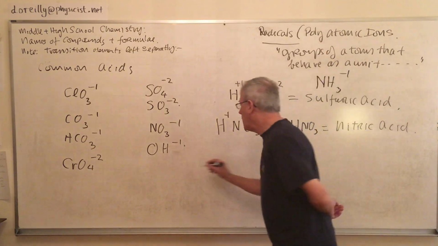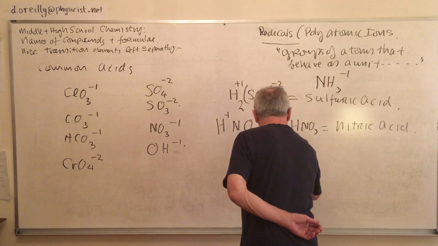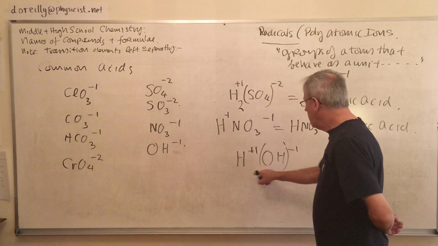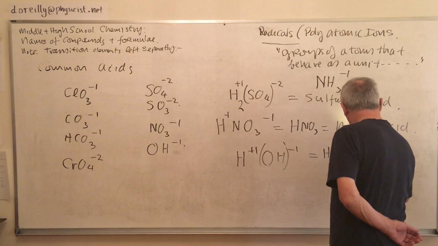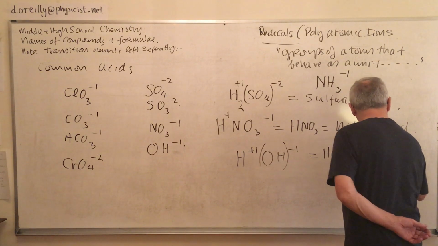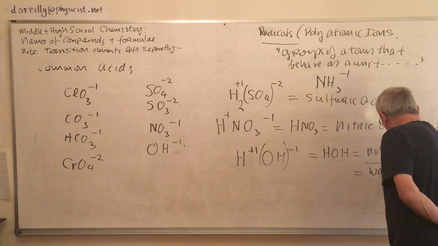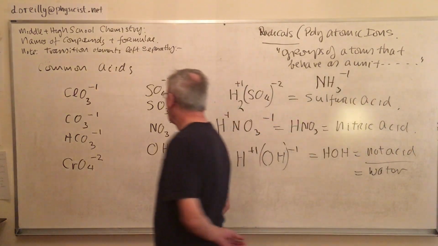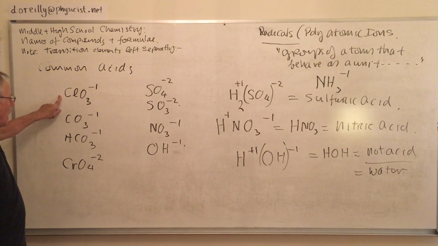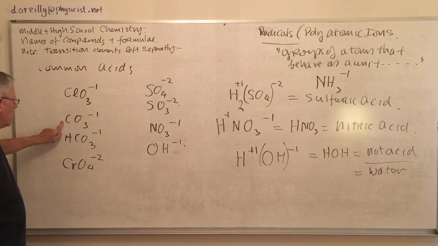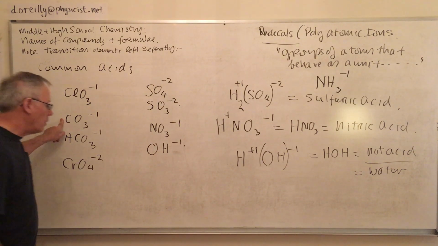Let's look at this radical here. I need 1 OH radical for 1 hydrogen atom. Of course, I get it straight away, HOH, which is not an acid, it's water. And it's neutral, okay? So, common acids, here's the chlorate radical, carbonate radical, carbonic acid, this one would make.